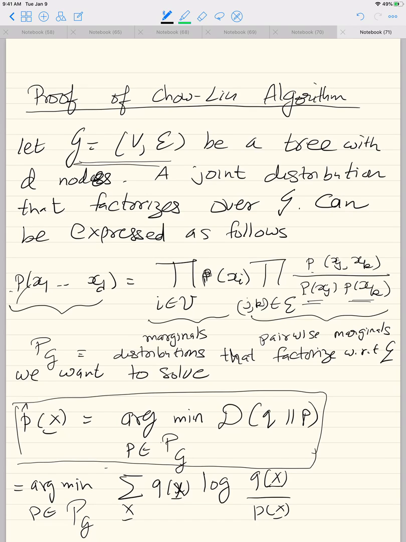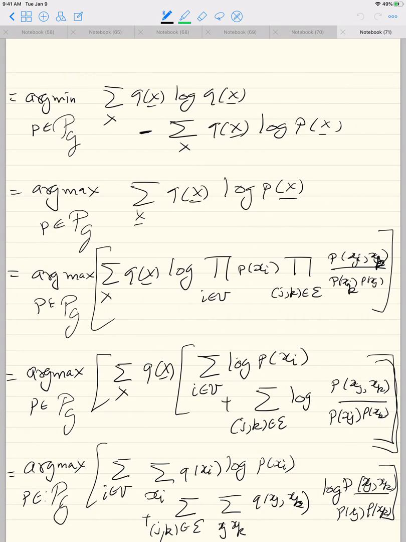So let Pg be now the set of distributions that factorize with respect to G. So we want to find this quantity now, and let's call it P hat of G. And then this quantity, the relative entropy or the Kullback-Leibler divergence, can be written in this form. This is the same expression. We break the log, we get summation over x qx log qx minus summation over x qx log px. The first term does not depend on p, so it's a constant. So instead of doing the minimization, we can do this maximization, arg max p in Pg of summation qx log px. Now px has this form.